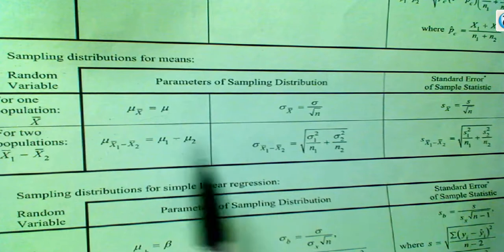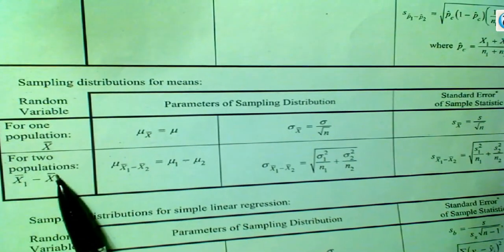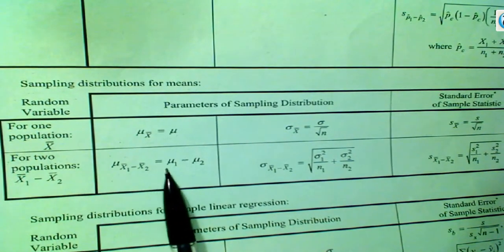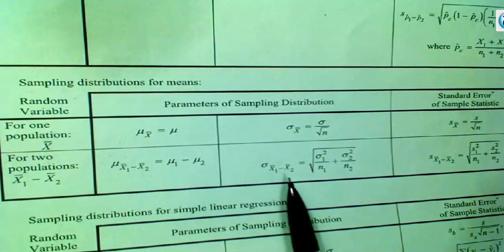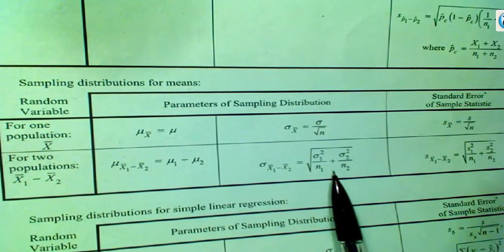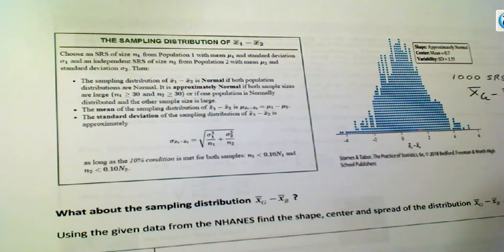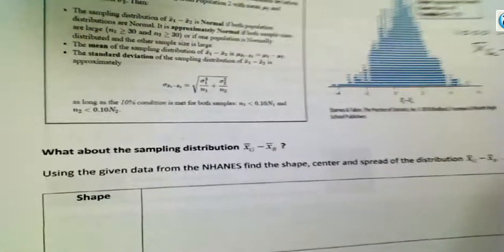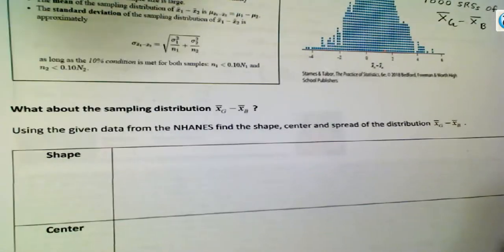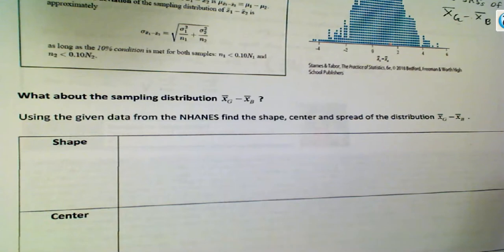Again, on the formula sheet, here are those formulas. If you're doing the difference of two populations, that's easy enough, and here is your standard deviation formula. So those are on the formula sheet. All right, now we're going to do the sampling distribution of the difference of the means. Using the given data from the previous problem, we're going to state the shape, the center, and the spread.